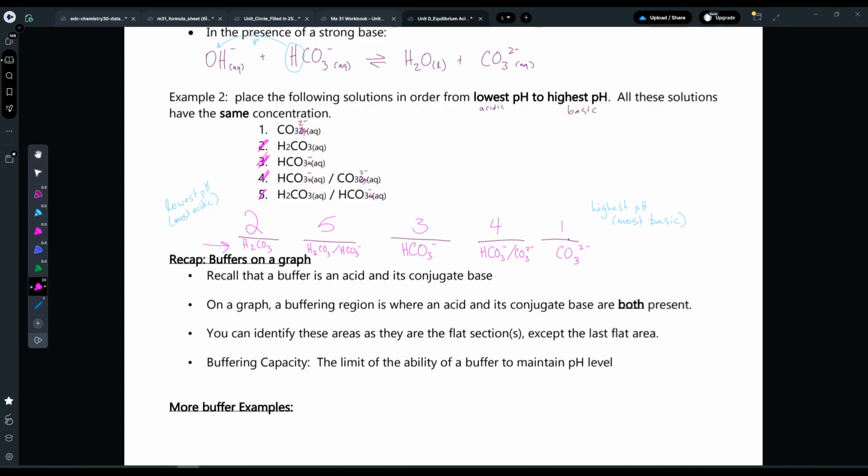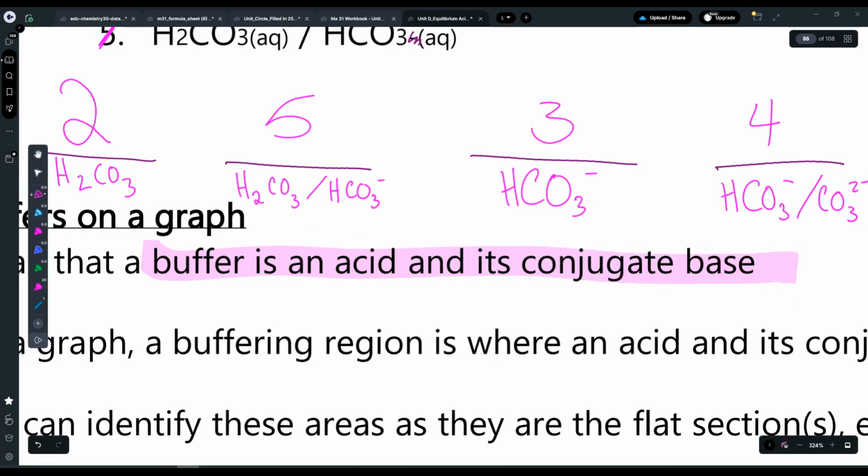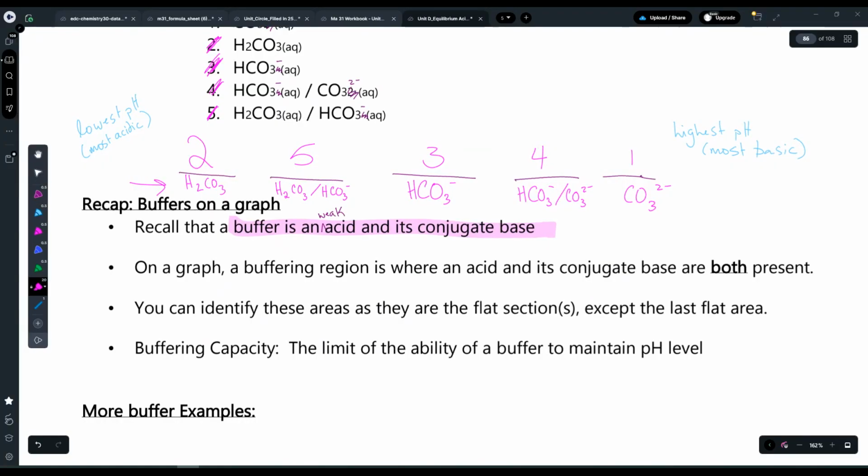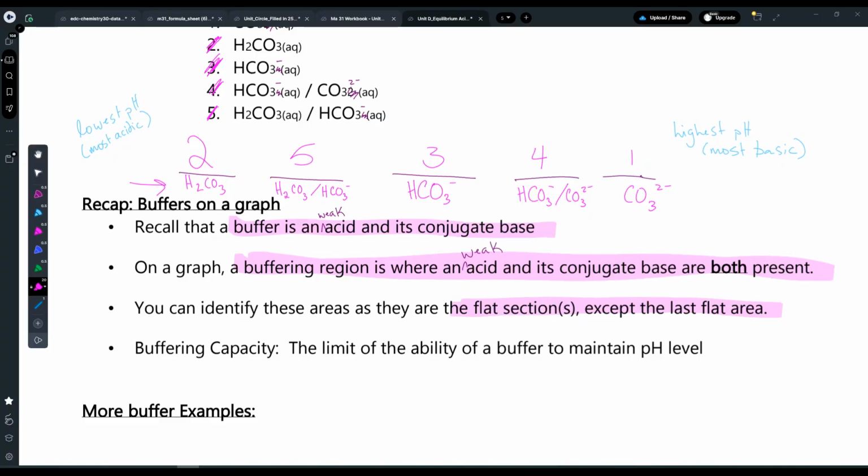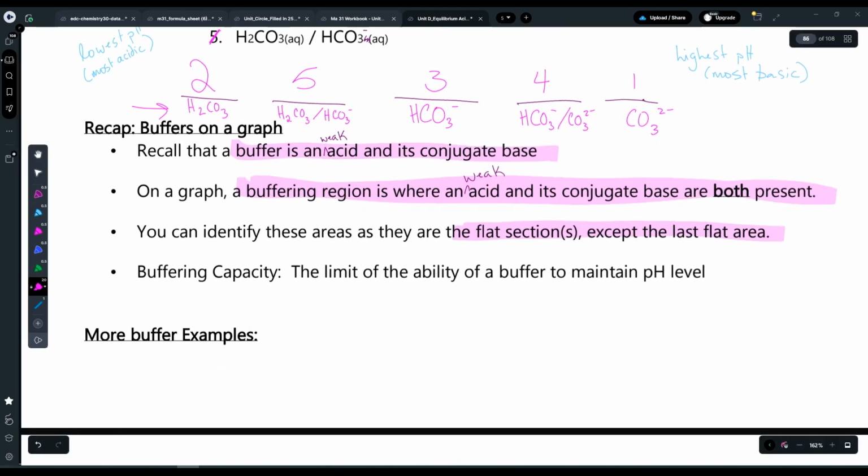So just as a recap, a buffer is a solution that contains a weak acid and its conjugate base. So let's just add in that it is a weak acid. And on a graph, the buffering region is where the weak acid and the conjugate base are both present. You can identify these buffering regions where you have these flat sections of your titration curve or your pH curve. The only flat section that's not going to be a buffering area is the last flat section, and that's just because all of the buffering compounds have been used up, like they can't act any further.